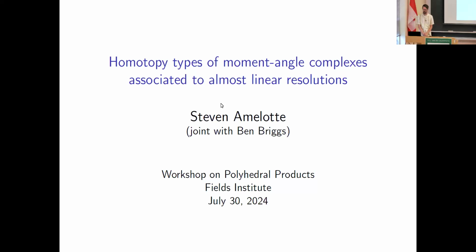This talk is going to be about some interaction between toric topology and commutative algebra, specifically the problem of determining the homotopy type, or understanding something about the homotopy type, of moment angle complexes in terms of some homological algebra surrounding Stanley-Reisner rings. And this is all joint work with Ben Briggs at the University of Copenhagen.